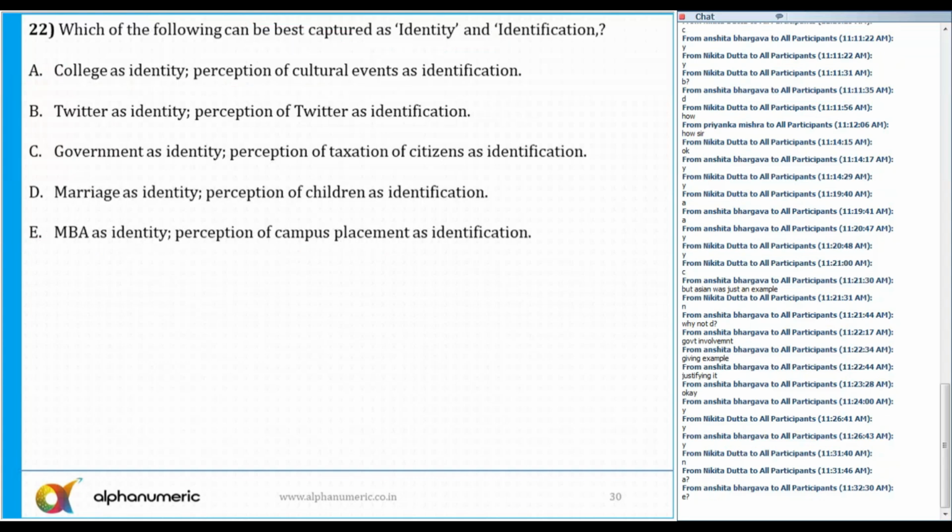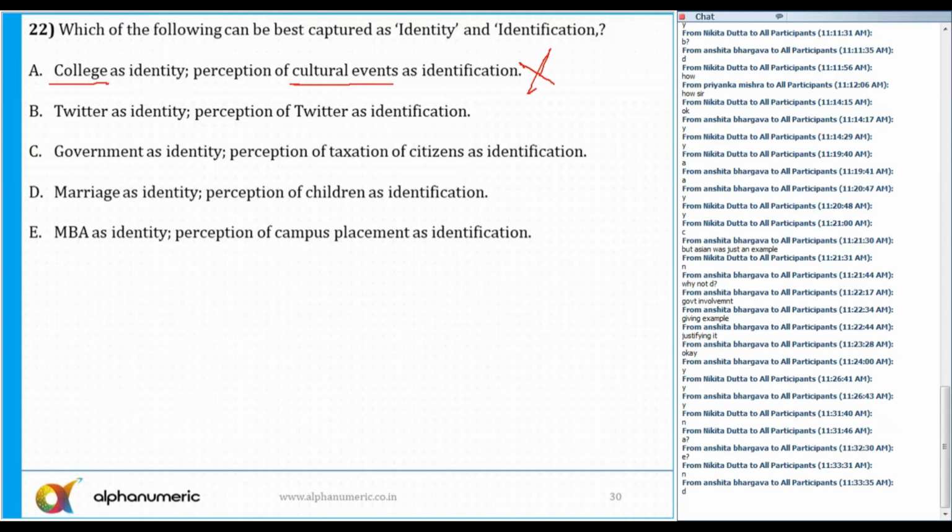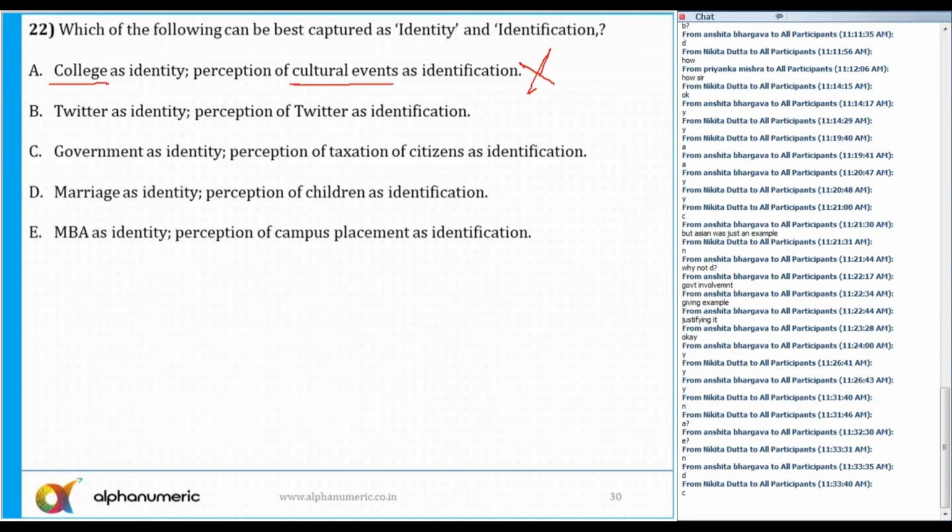22. Which of the following can be best captured as identity and identification? When you look at a cultural event, do you get the image of college? No, cultural events may not necessarily give you the image of a college. So this identification does not lead to identity. When you perceive Twitter, then you realize that there is something called Twitter. Yes, number B is right.